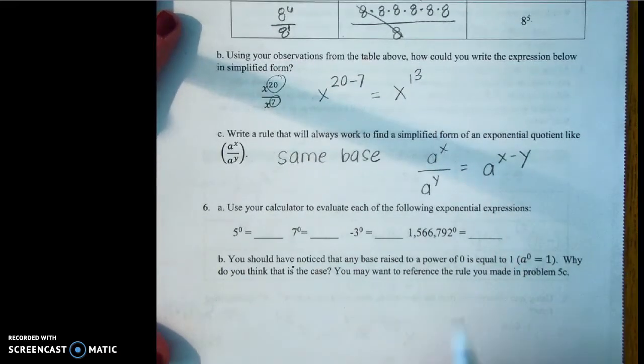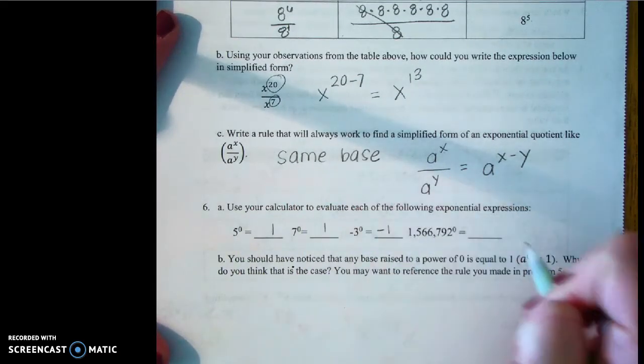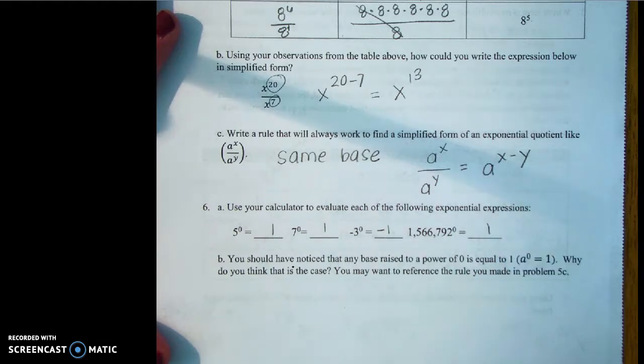Hopefully when you typed these into your calculator, you got 1, 1, negative 1, and 1. So you should have noticed that anything raised to the 0 power is equal to 1.